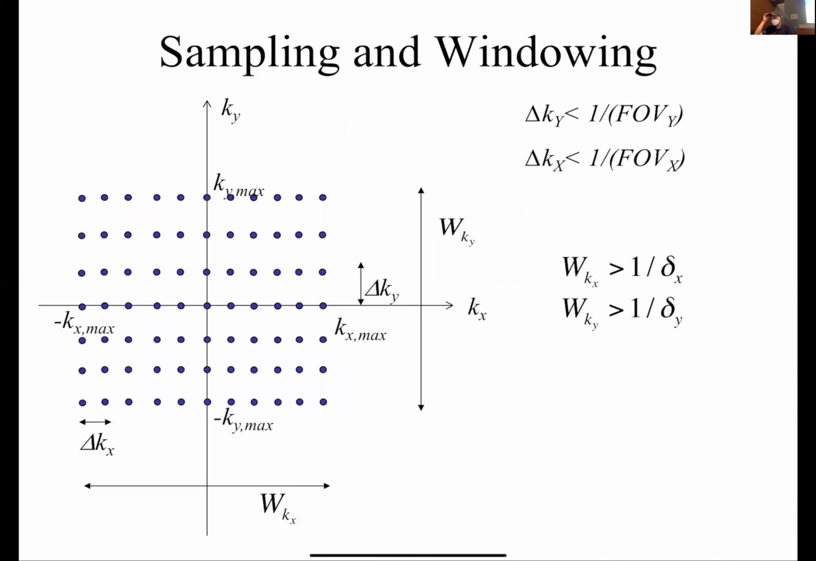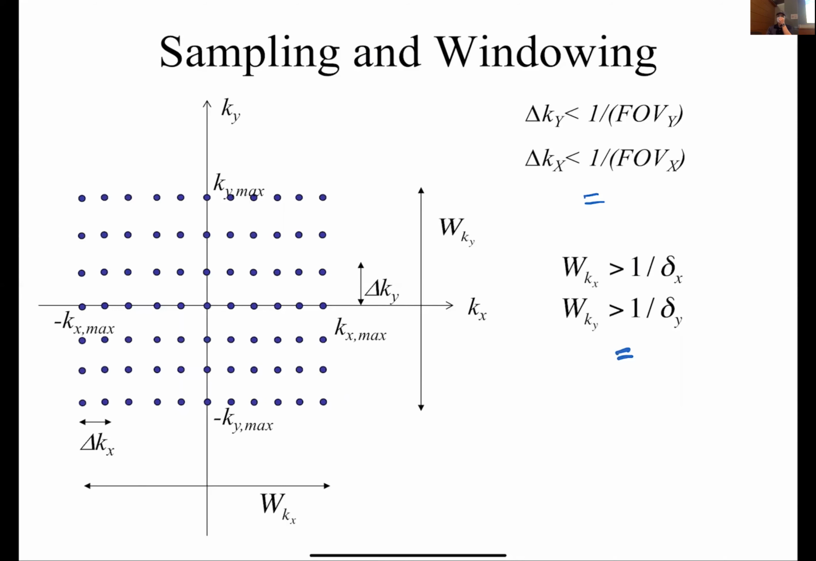So here are our final design criteria. We have the criteria on delta kx, and as I said before, you can just make that equals, and then wkx can also be equals. So it's actually fairly simple to remember. The things we give you are FOV and delta x, or somehow you figure out what those are, and you take 1 over those to get the desired components in k-space.